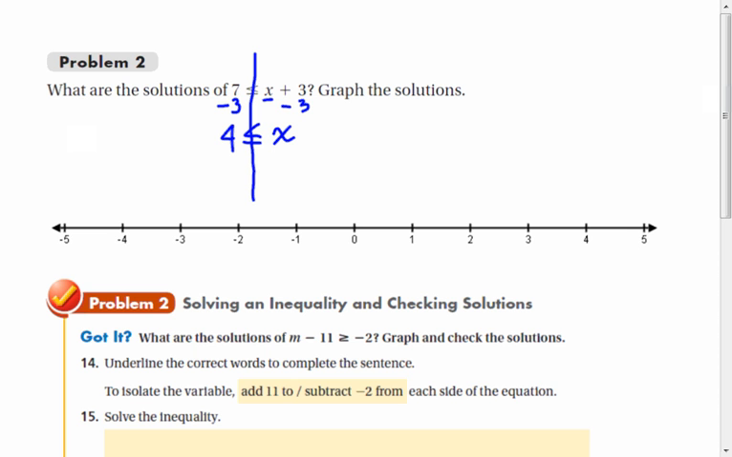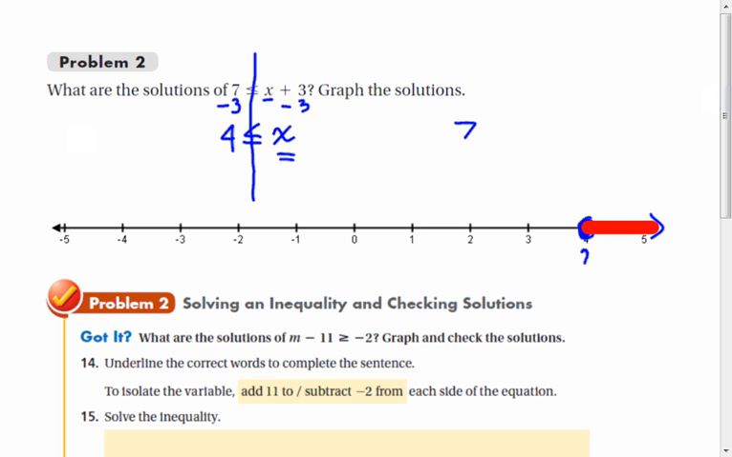You can go ahead and do that. So 4 has to be less than or equal to all these numbers. So let's put a closed circle on 4. And 4 has to be less than those numbers, so that's going to be numbers like 5 and so on. So we're going to go this way.